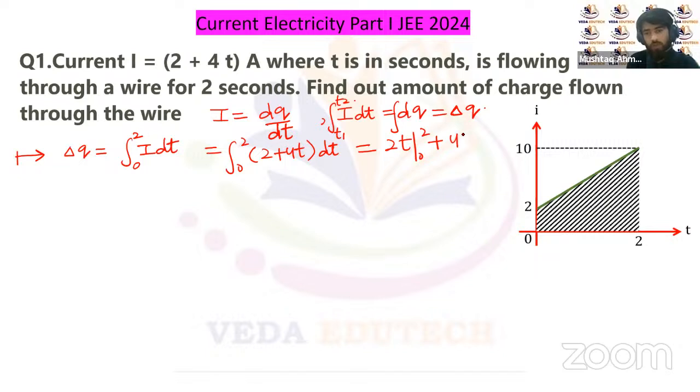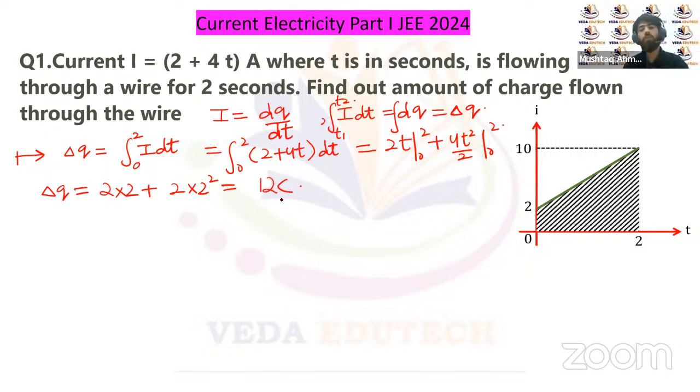the integration of this function will be 2t with limits 0 to 2, and 4t square upon 2 with limits 0 to 2. The total charge flown in the wire, delta Q, is equal to 2 multiplied by 2, plus 2 into 2 square. That's 8 plus 4, that's 12 coulombs. So 12 coulombs will be the total charge flown through the wire for time t equal to 2 seconds. This is one method that we can use to solve this question.